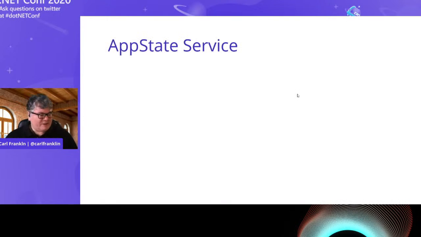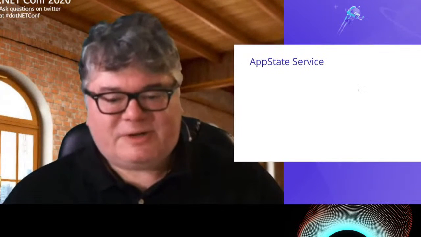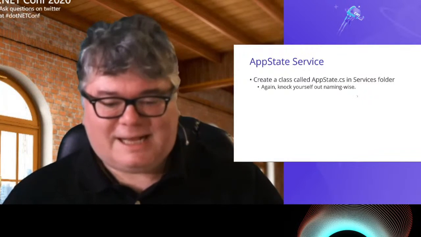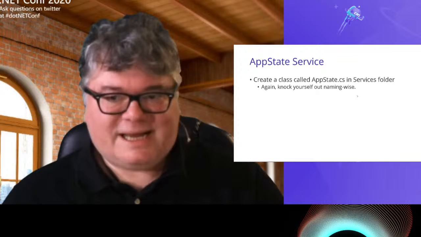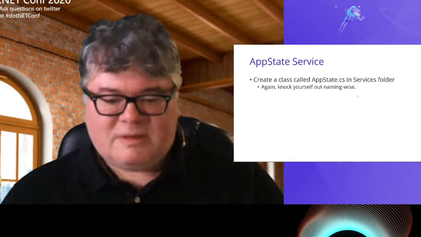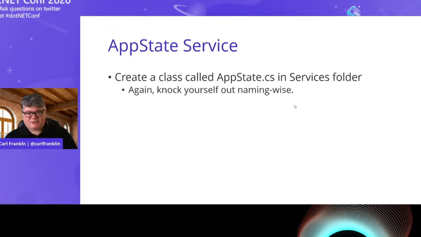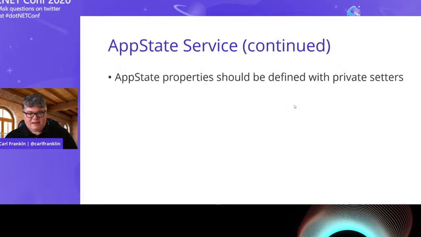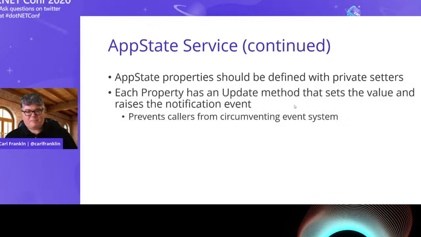All right, let's talk about using a service. So to use a service, and what I did, you can knock yourself out naming-wise, I created a class called AppState.cs in the services folder. And I added a public event for change notification and a private method to raise that event. And now AppState properties should be defined with private setters. And then each property has an update method that sets the value and raises the notification event. And that prevents callers from circumventing the event system.